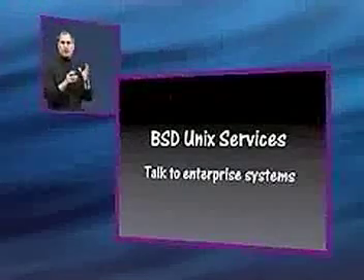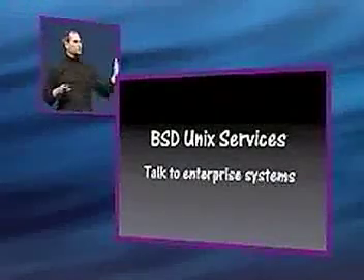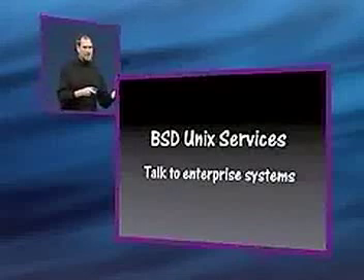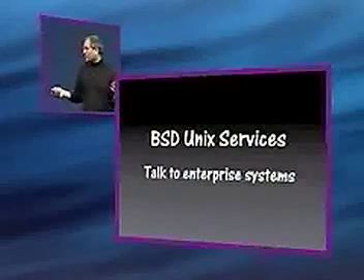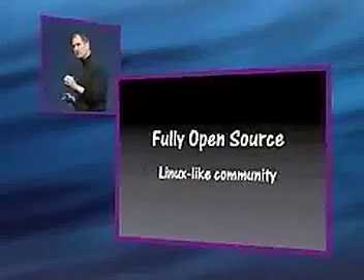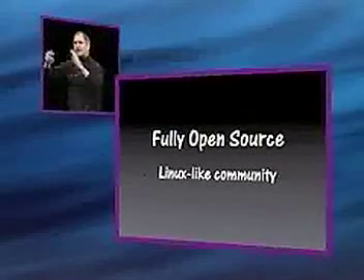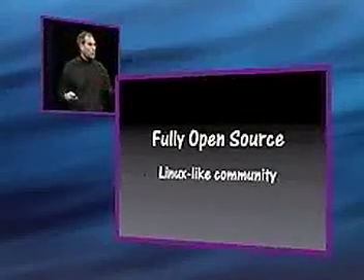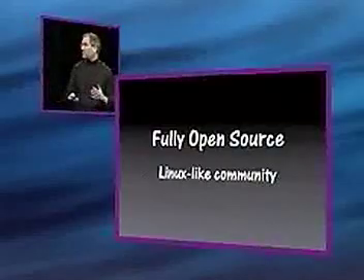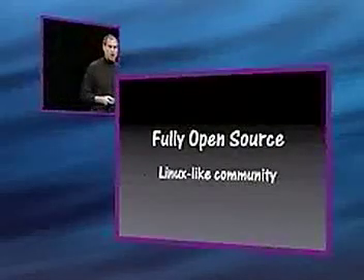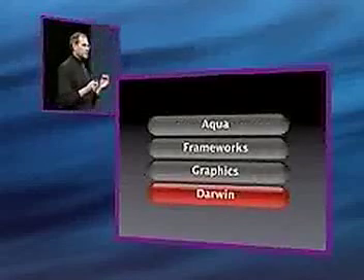And BSD Unix services, so you can talk to enterprise systems. You know, most of the servers in enterprises are Unix-based, and we are their twin brother. And it's fully open source. So we have a Linux-like community that's already built up around Darwin, and matter of fact, helped us quite a bit. We've already incorporated a lot of their feedback and work into Darwin. So that's the architecture of Darwin.